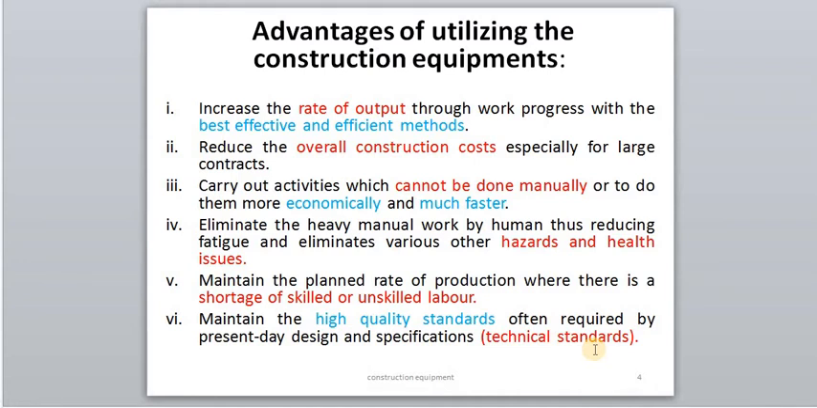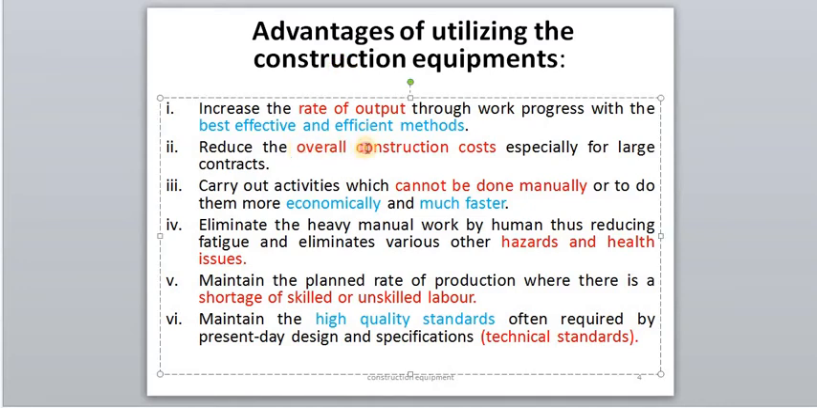Also, we can reduce the cost. In some sense, by using the advanced equipments, we can reduce the cost. The overall construction cost, especially in the case of massive structures or large concreting, can be reduced, as we reduce the cost of labor required by using the advanced equipments. This second point is also very, very important: we are reducing the cost by using the advanced equipments.